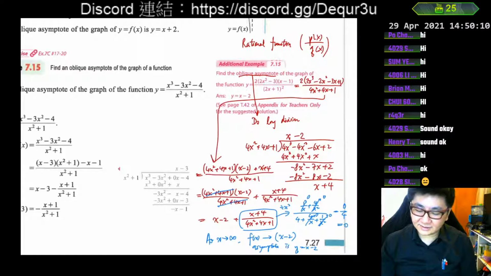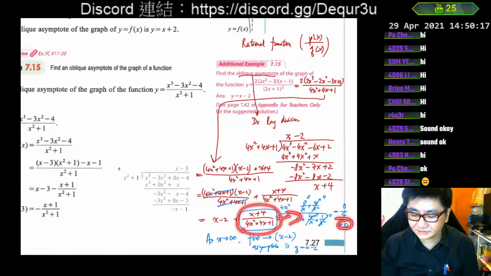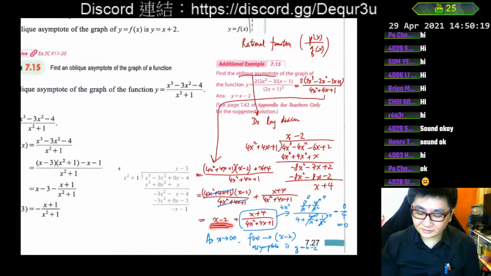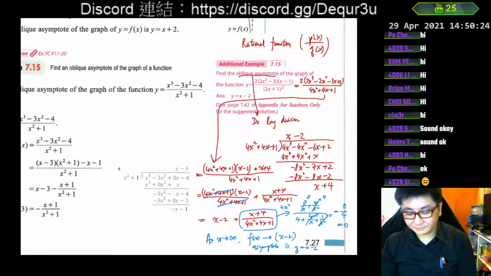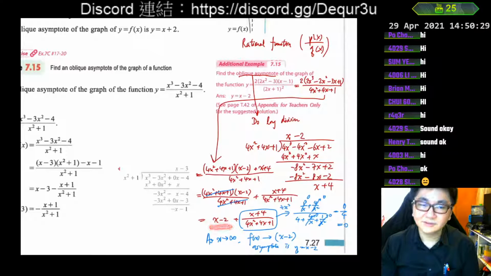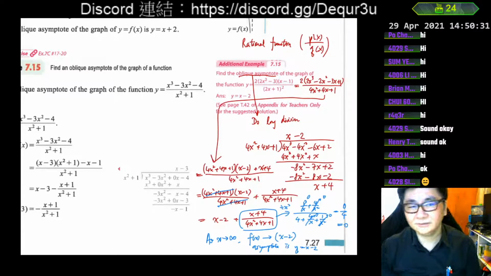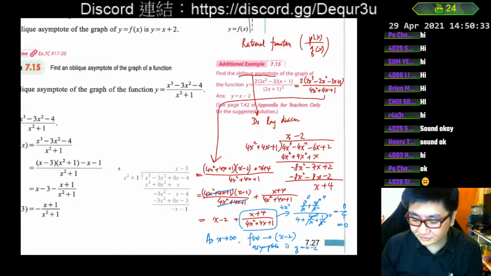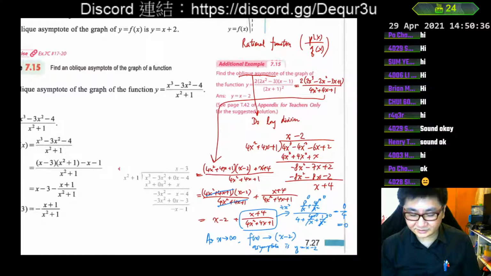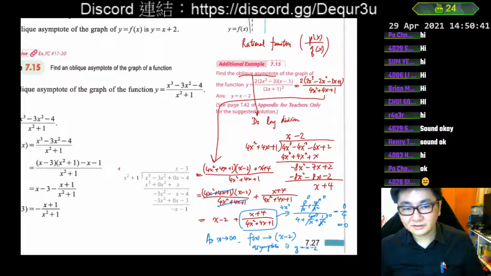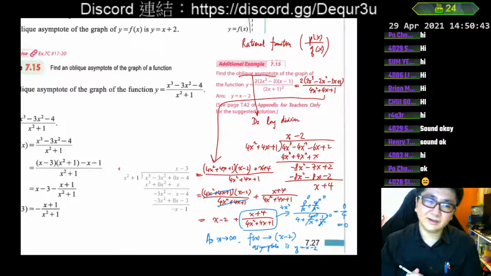As x goes to infinity, since the remainder is of a smaller degree, of course this whole thing will go to 0. So the function will be getting nearer and nearer to the quotient. Therefore, this x minus 2, or in full, y equal to x minus 2, is the asymptote of the function. And since it is not a vertical line and not a horizontal line, it is an oblique asymptote. Also, this is a little longer example.